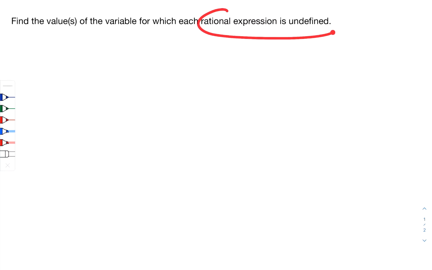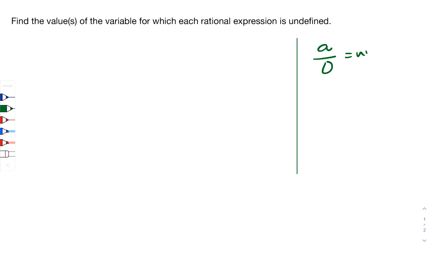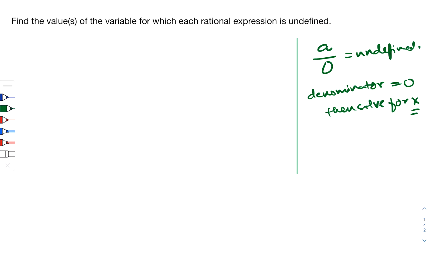So this is basically geek talk for any number, let's call it a, let's put some green out here. Any number, let's call it a over 0 is undefined, okay? So what they're really asking you is, well, if the expression is given to you, make the denominator equal to 0, then solve for x. That's what they're asking you, okay?